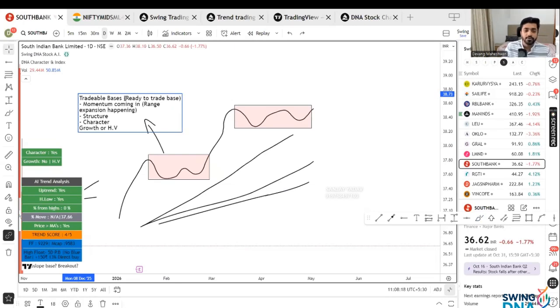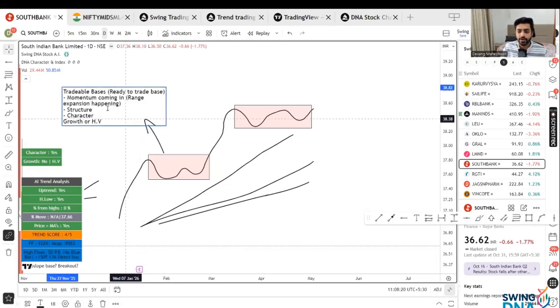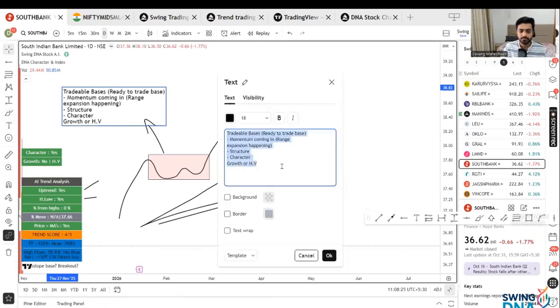Okay. We also understood about different types of bases. There are 3 kinds of bases. Okay. First one is your upright base. Second is your up-down base. Third is your up-slope base.